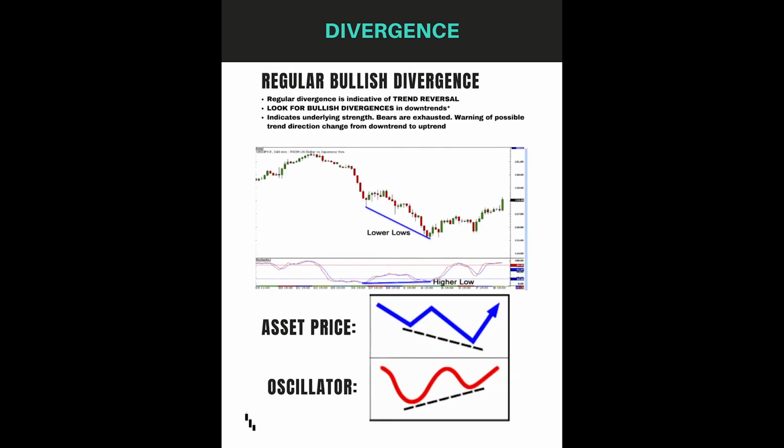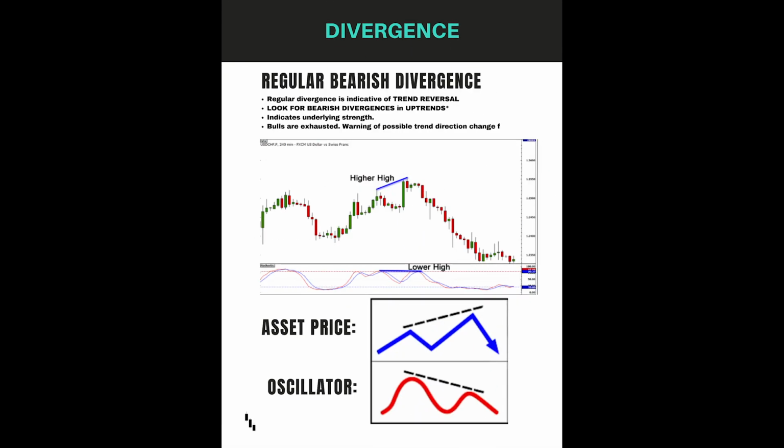Now, let's take a look at regular bullish divergence. The regular divergence here is indicative of a trend reversal. We're looking for bullish divergences in downtrends. This indicates underlying strength, the bears are exhausted, and it's warning of a possible trend direction change from downward to upward.